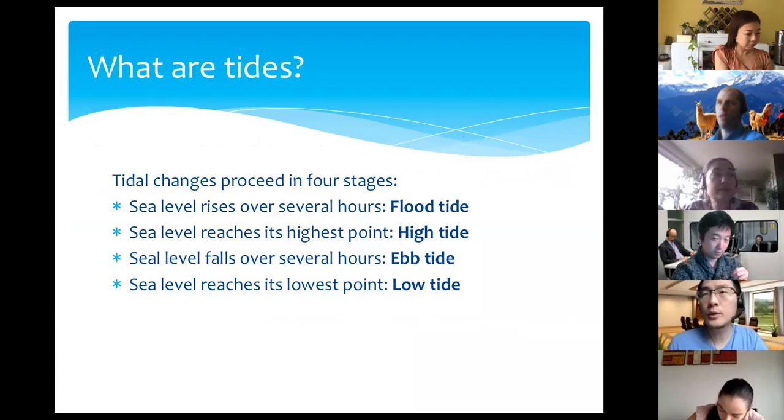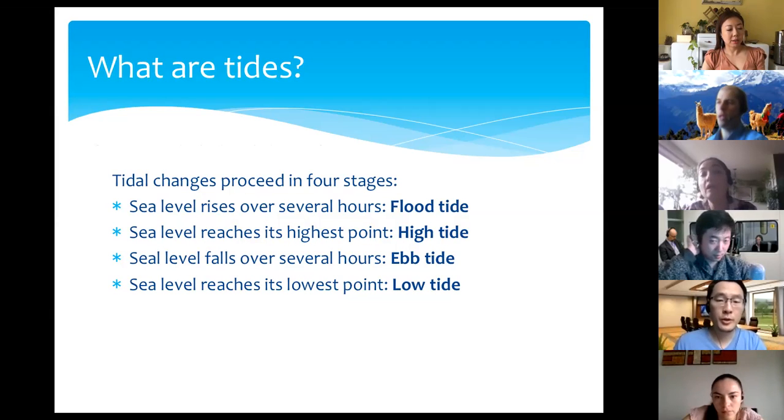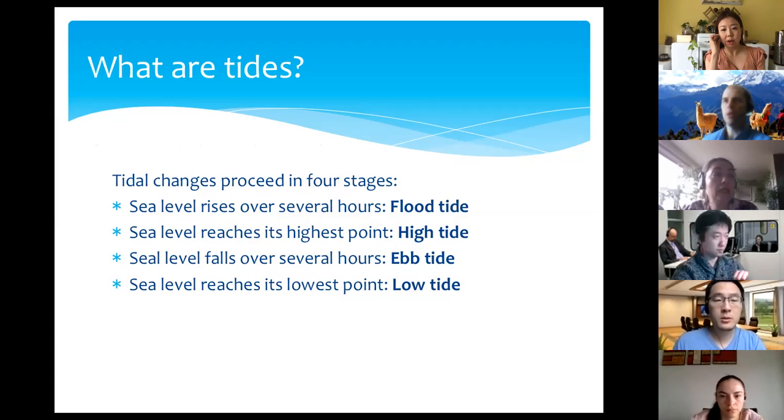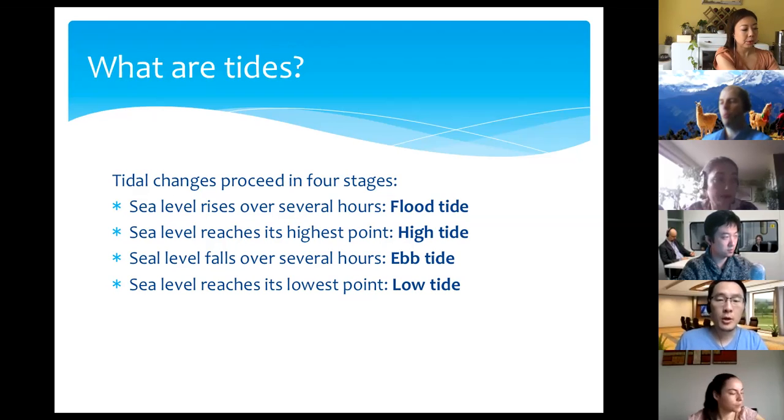Tidal changes actually proceed in 4 stages, and the water is never static. At any given point in time, the water is either receding or rising. First, sea level rises over several hours, and that's what we call flood tide. Then the sea level reaches its highest point, and this is what we call high tide. Then after that, the sea level begins to fall, and it takes several hours. This is what we call ebb tide. And then finally, the sea level reaches its lowest point, and this is what we call a low tide. And then the process begins all over again.